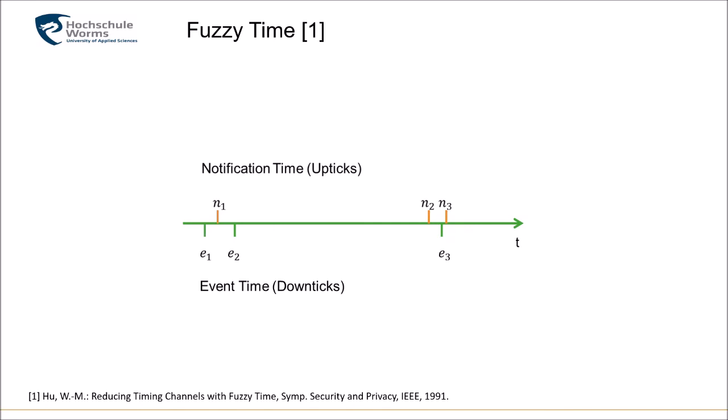But virtual machine 1, let's say, gets the notification at N1. And these notification times are called upticks. And maybe between E2 and N2, there's a larger time gap, while between E3 and N3, it might be very small. So it's not so easily foreseeable. And in the end, this makes timing measurements of the virtualized machines less precise, reducing as a consequence the covert timing channel capacity.